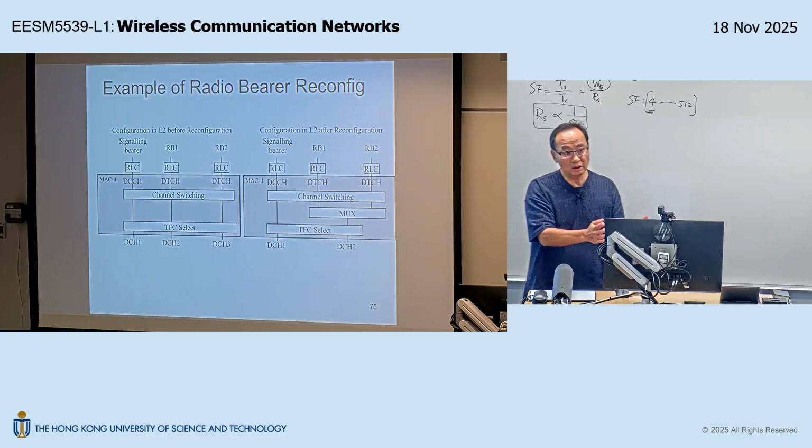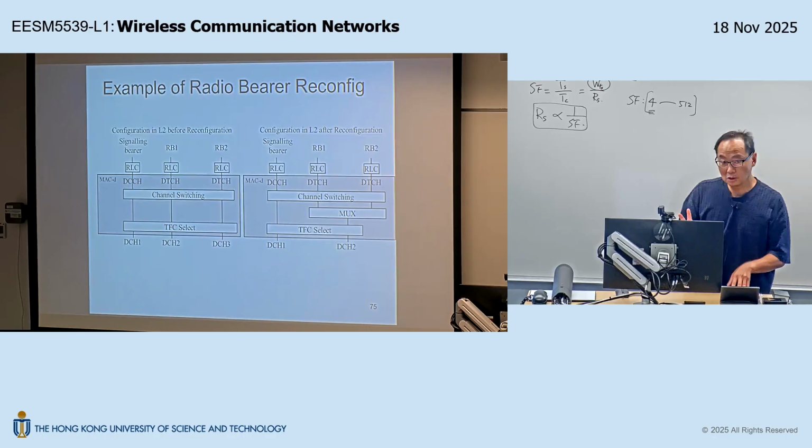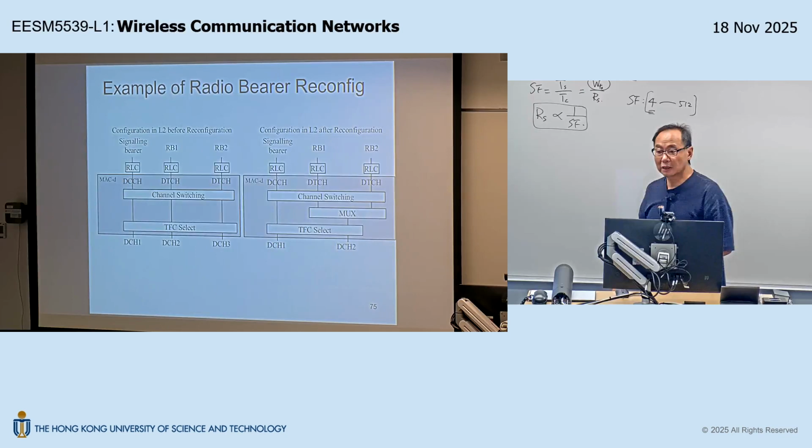And this RB1, RB2 are the two data bearers, two logical channels supporting the data plane. So maybe you have multiple applications. Maybe one is a web browser, the other is a file transfer. I don't know, just as a random example. So these multiple applications in the user plane will be using two radio bearers for their application flow.